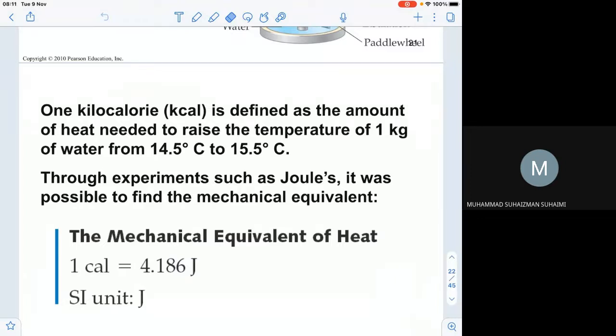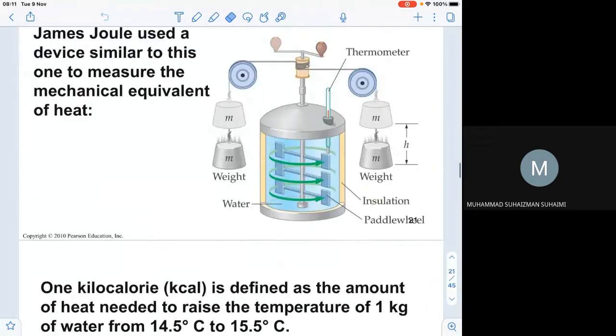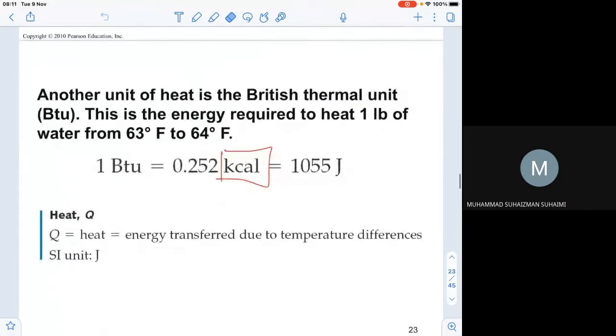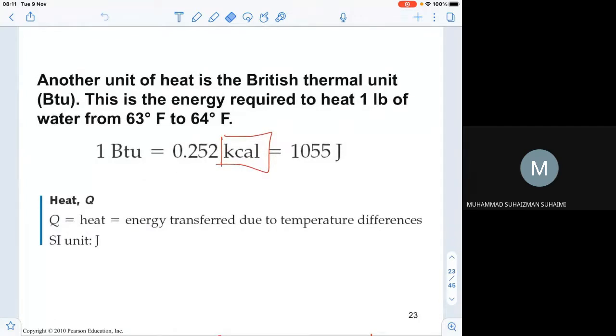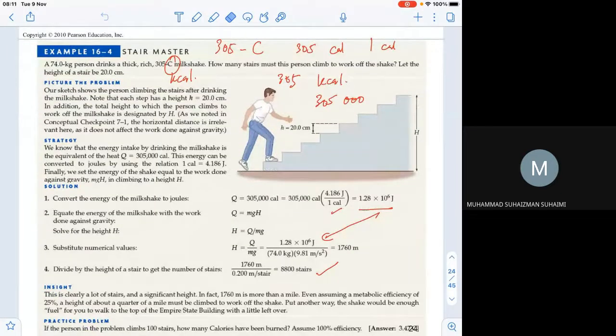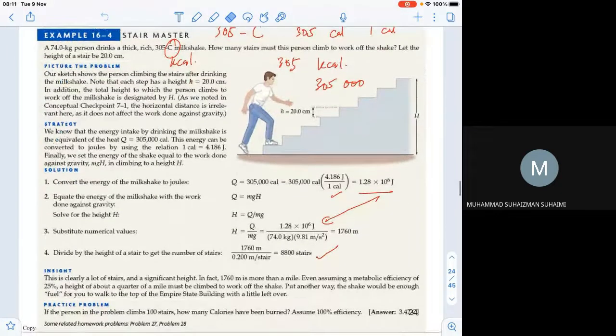All this while we learned energy in terms of joule, but instead of joule we can also state the unit of energy in calorie, kilocalorie for instance, and also the British thermal unit, BTU. We have done some calculations in terms of calorie. These are the examples, this is one of the examples involving energy in terms of kilocalorie.